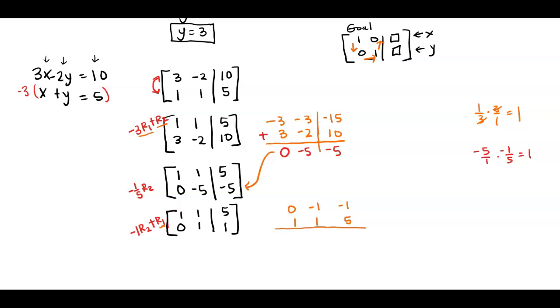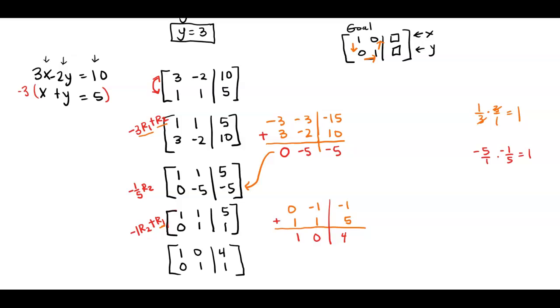Okay, and so then when I add these together, I get 1, 0, and 4. And that's going to be my new top row, my new row 1. So 1, 0, 4 is in the answer part, and then my bottom row, my row 2, is staying the same, 0, 1, and 1.